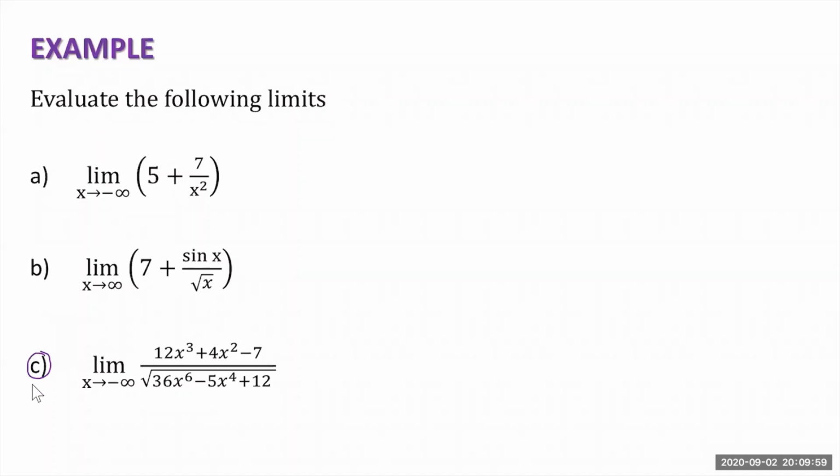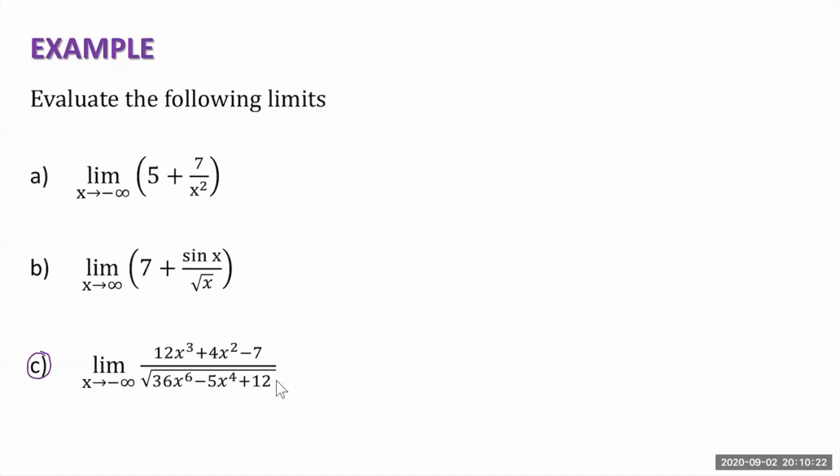Now let's find the limit in part C. Here we have to evaluate the limit as x approaches negative infinity of 12x cubed plus 4x squared minus 7, all divided by the square root of 36x to the 6 minus 5x to the 4 plus 12. So let's work on this one.